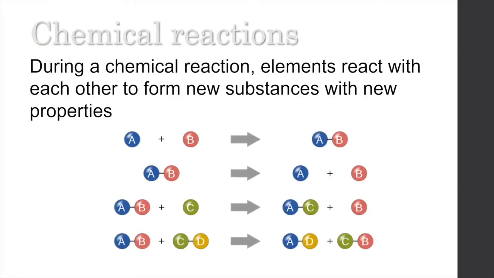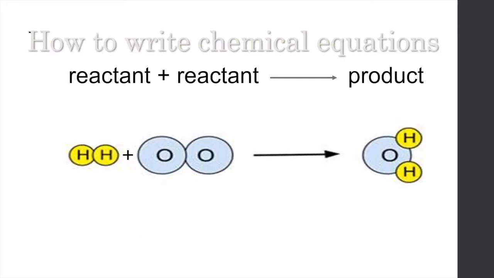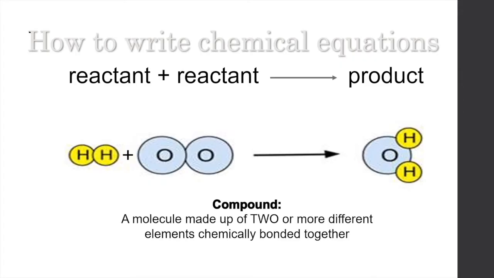If we have a look at the diagram here, during a chemical reaction, the elements will react with each other to form new substances with new properties. So let's have a look at how to write chemical equations. On our left-hand side, we will always have the reactants that will react with one another to form a product. The product will be a compound.